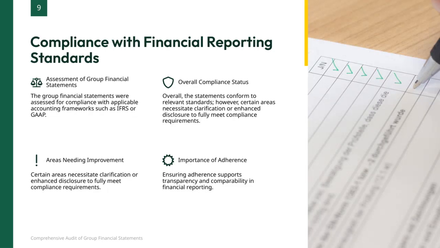When assessing the group financial statements, we carefully reviewed their compliance with the relevant accounting frameworks, like IFRS or GAAP. Overall, the statements align well with these standards, which is a positive sign. However, there are some specific areas that require additional clarification or more detailed disclosure to fully satisfy compliance requirements. This is important because strict adherence to these standards not only ensures transparency, but also enhances the comparability of financial information across different organizations, which is crucial for stakeholders making informed decisions.